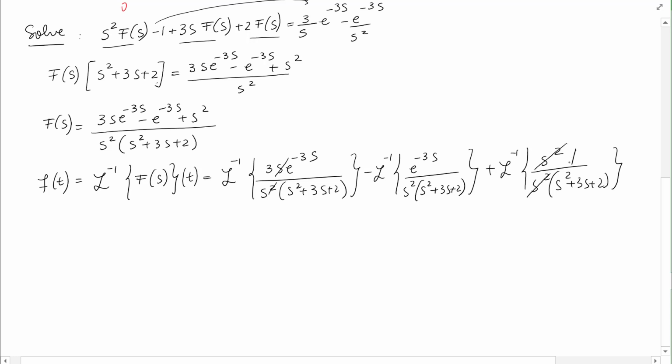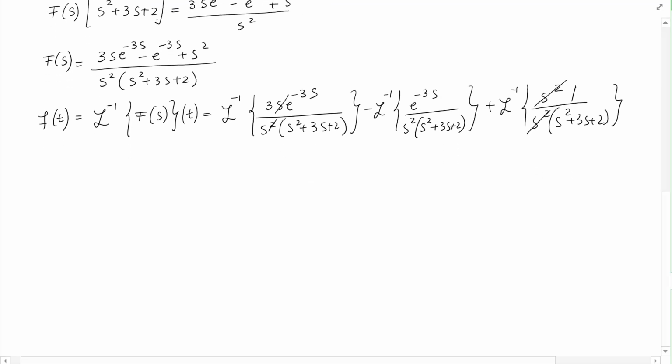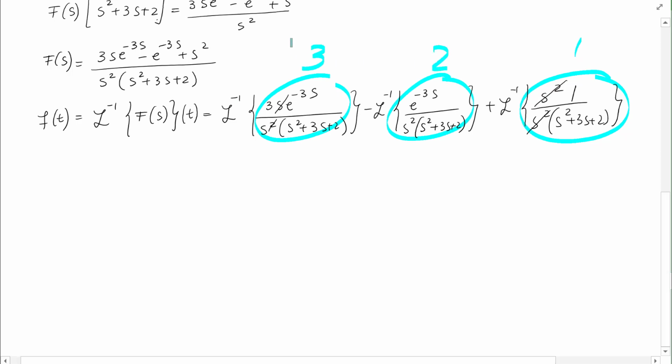So let's calculate one of them. I have 3 things, so 1, 2, 3. I'm going to do the first one, I counted them from right to left. So the inverse Laplace transform of 1 over s squared plus 3s plus 2. How do we do that? Well, I'm going to use partial fractions. So that's why you learn partial fractions in Calc 2. This is s plus 1 times s plus 2.